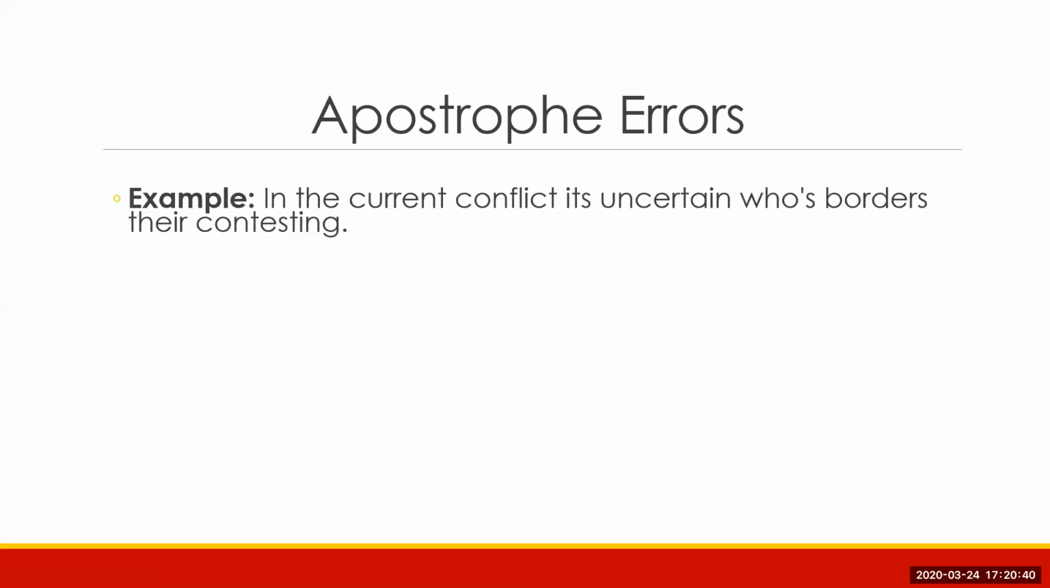So in this example, in the current conflict, it's uncertain whose borders they're contesting. There's quite a few issues in this sentence. Some of them are possession issues. So just go ahead and read it. Do your best to try to revise it and take a minute or 2, and we'll come back once you fill that out on your worksheet.